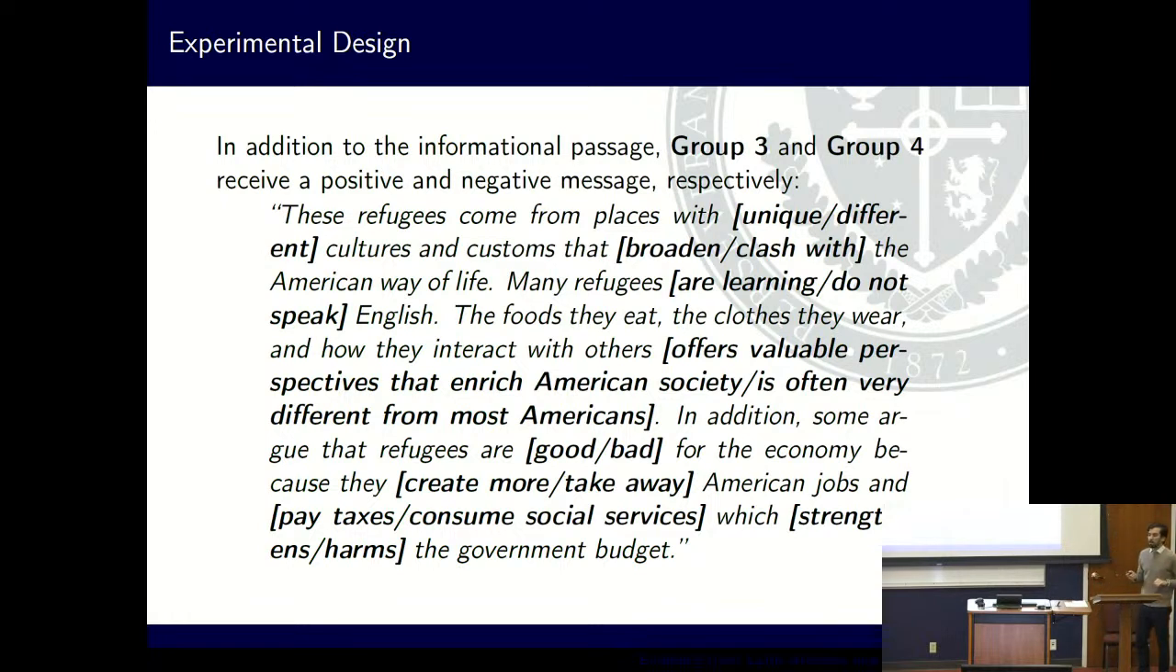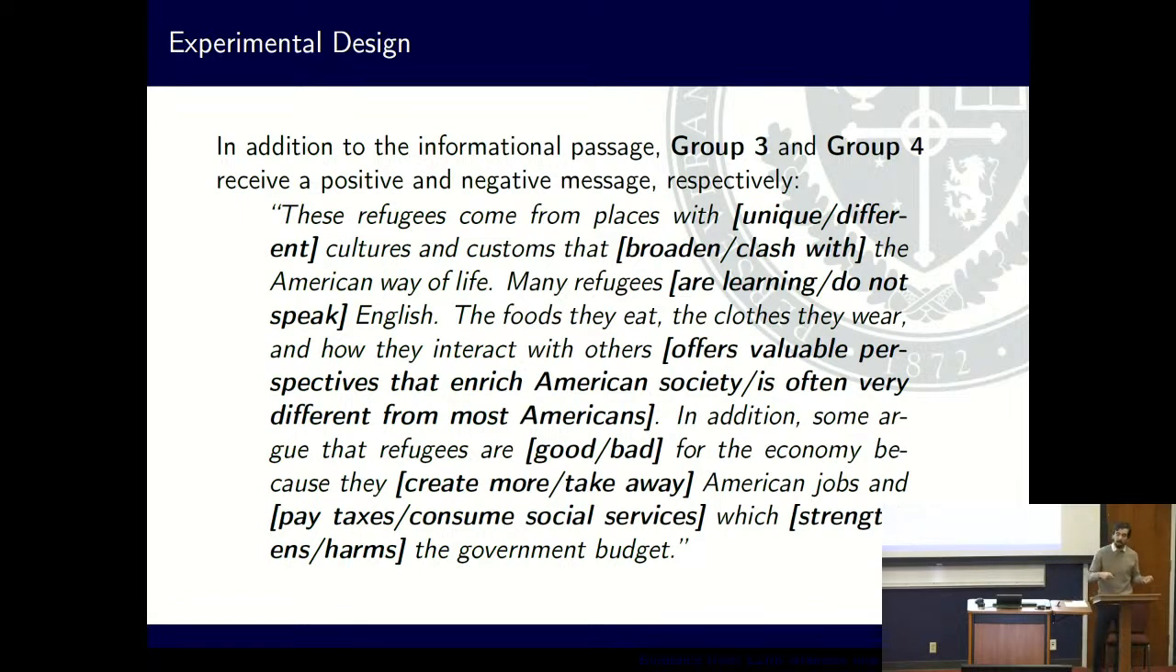For a third and fourth group, though, in addition to that message, we gave them a positive message about migration. That was group 3. And then group 4 got instead a negative message about migration. So, these are common arguments that you'll hear, not just from American politicians, but politicians worldwide. Maybe they'll talk about migrants taking away jobs, for instance, or consuming social services.